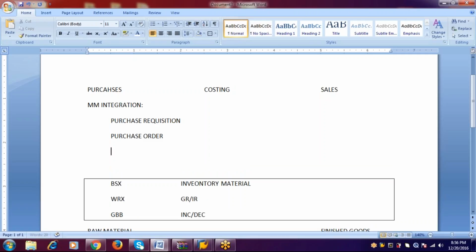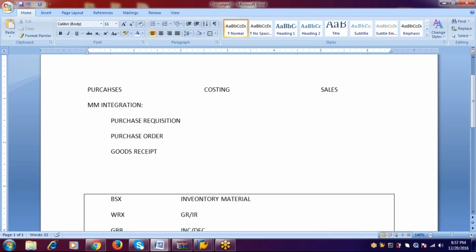One is the purchase requisition, another is the purchase order, and the third one is the goods receipt. Whenever we have requirements, they have to be fulfilled by the purchase requisition, and after that we place the purchase order to the vendor, whom we created in the FA part, and from that vendor we receive the material and the invoice.